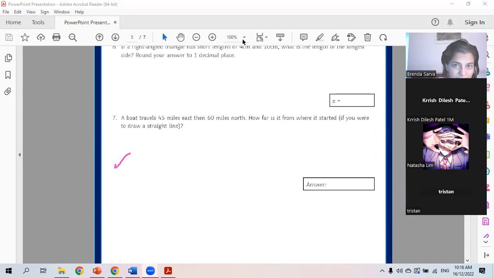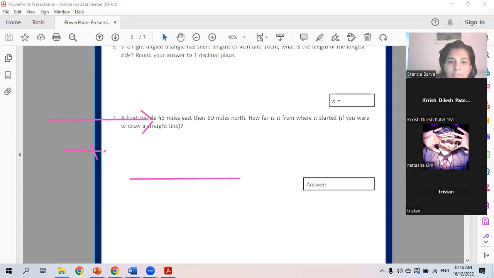A boat travels 45 miles east. So, guys, your geography here. Where is east? East is this way. Am I right? Going this way is east. So, a boat travels 45 miles to the east and then 60 miles to the north.